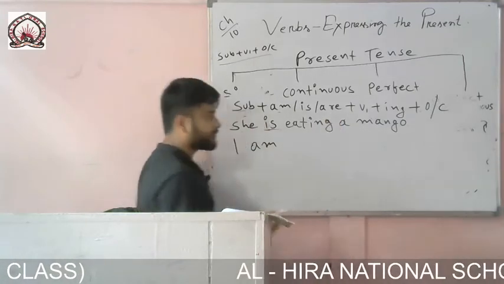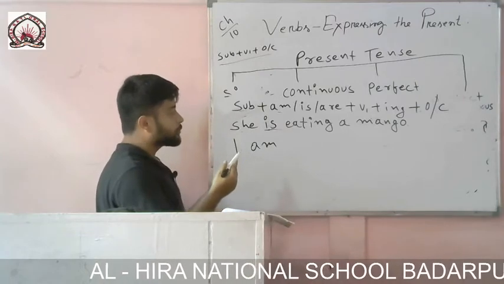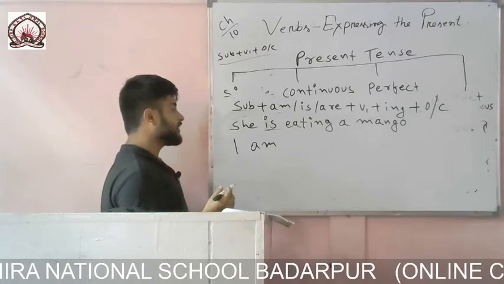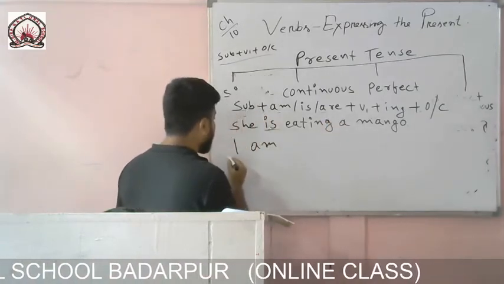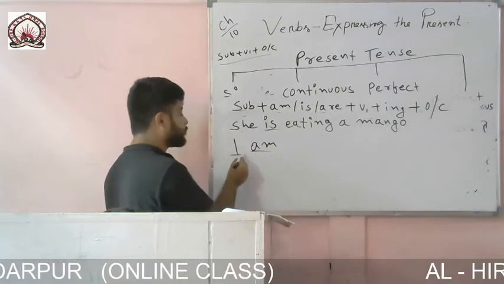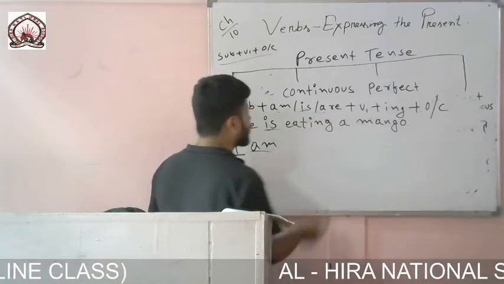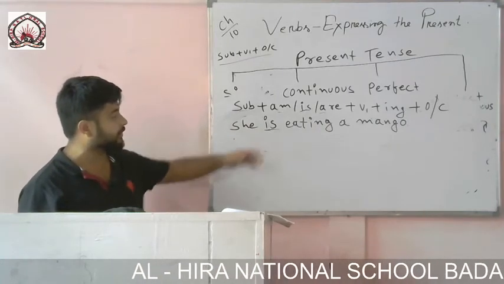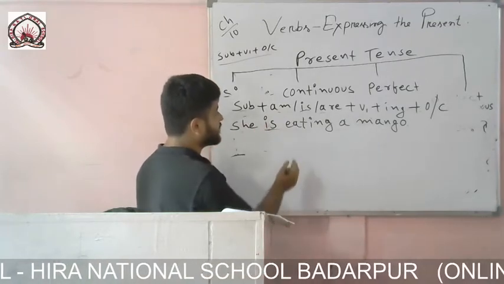Are is used with plurals, that means first person plural, we are, and third person plural, and with second person we use are. Remember this: am only with I, which is first person singular, and is with third person singular. So here she is third person singular, that is why I have written is. So she is eating.